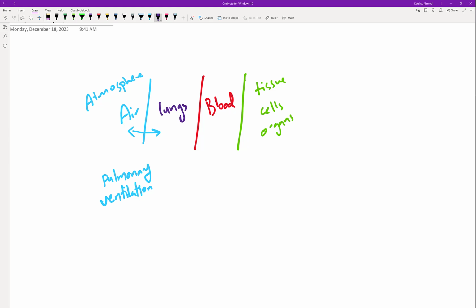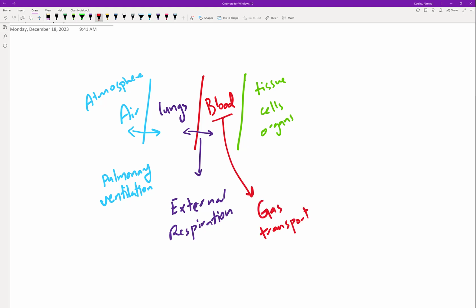Then this air or this oxygen, we need to move it into the blood. So it's between the lungs and the blood. This we call external respiration. Then in the blood, we will have gas transport. But between the blood and the tissue, we will have internal respiration. So those are the 4 processes of the general respiration.